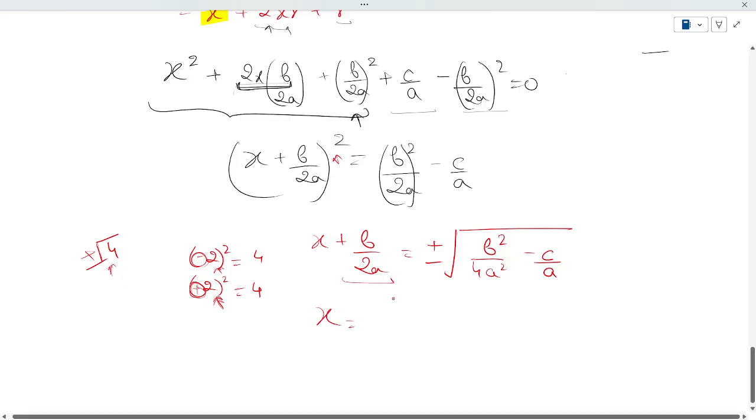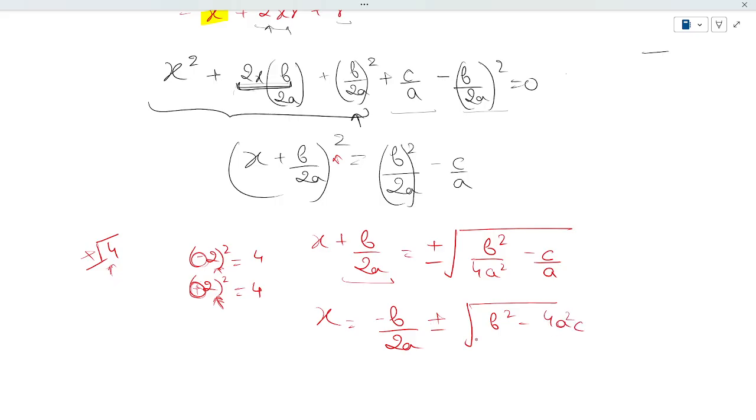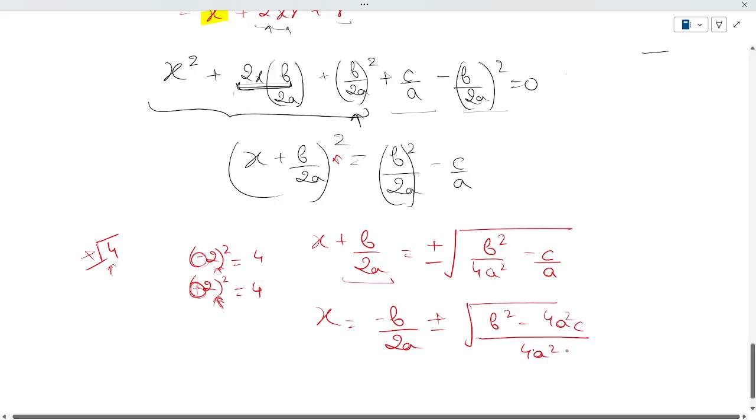If we take this term on the right hand side, we get this, and this is your quadratic formula.